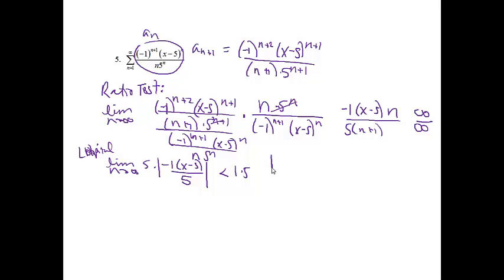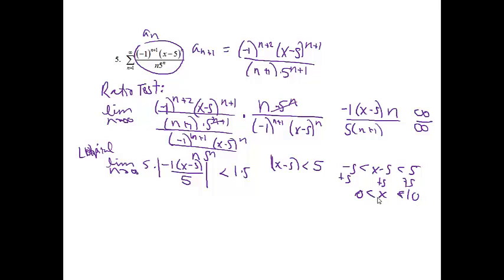So now I'm going to have x minus 5 is going to be less than 5. And now remember the way that we're going to write this is negative 5 is less than x minus 5, which is less than 5. And then I'm going to add 5 to both sides. So I'm going to get 0 is less than x is less than 10.